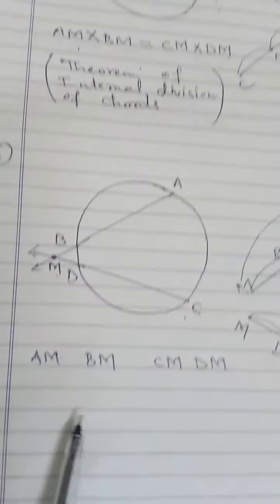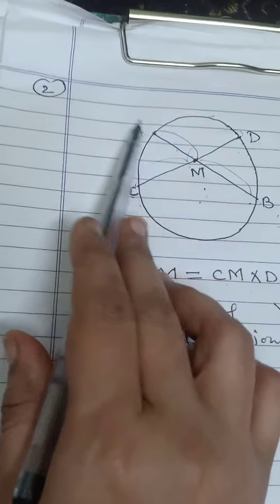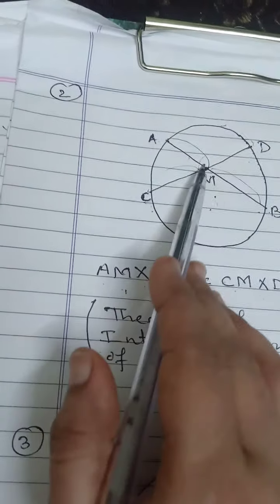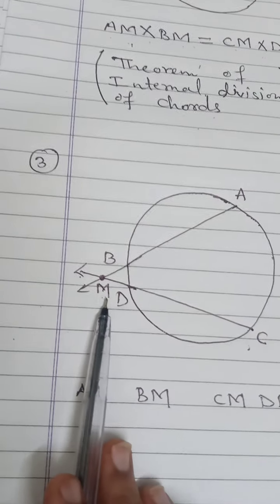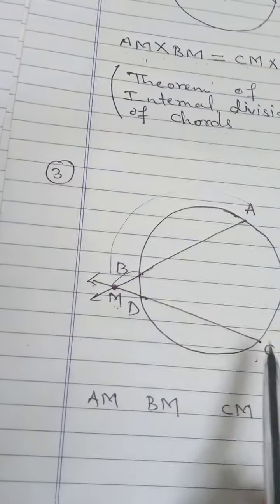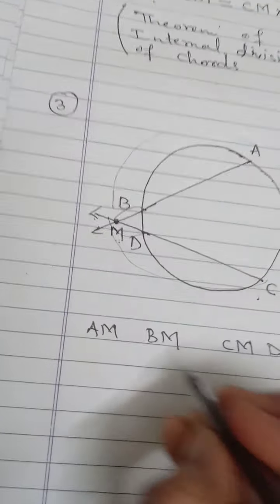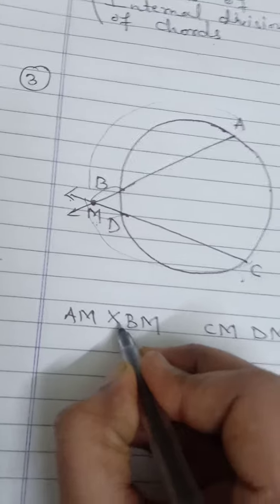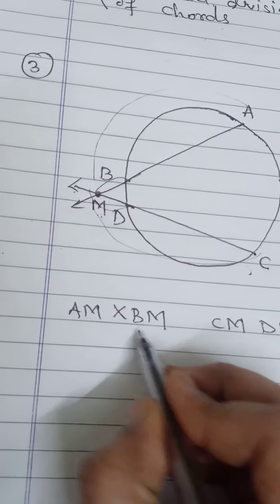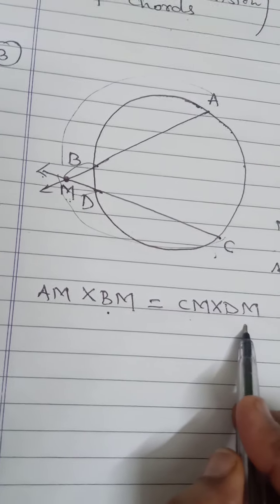If you observe, the upper segment and the lower segments are similar, but here it is very easy to take the segments AM and BM, CM and DM, but here you have to be careful because it is outside. So first is AM, second is BM, first is CM and then DM, like that. And again the same way, the product of the sections on one chord is equal to the product of the sections on the other chord.